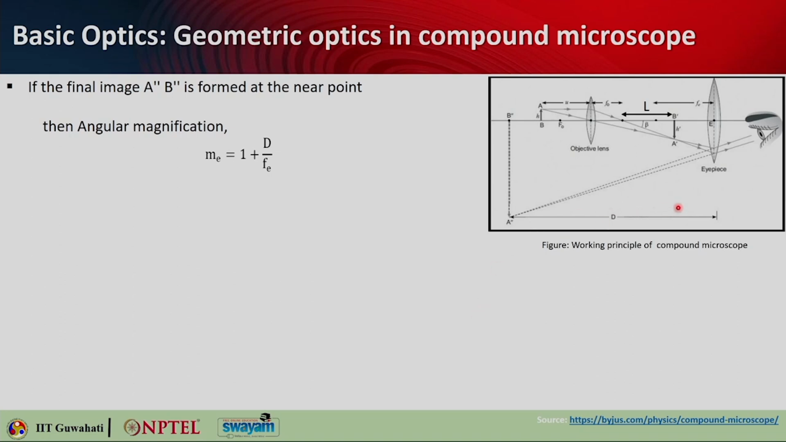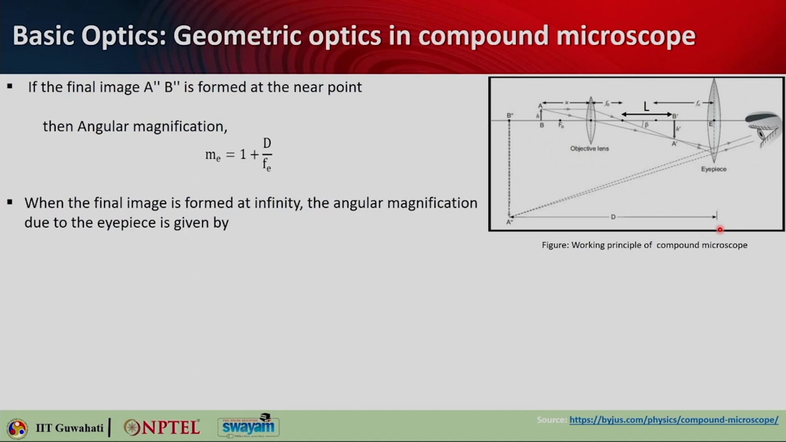Now if you look into the final image, it is obtained from the eyepiece. So that particular lens also has an amplification or magnification factor. So M_E can be written as 1 plus D over f_E, where D is the distance of the final image that is formed from the eyepiece. And when the final image is formed at infinity, the angular magnification due to the eyepiece can be simply given as D over f_E. So you can ignore this 1, because D is very large.